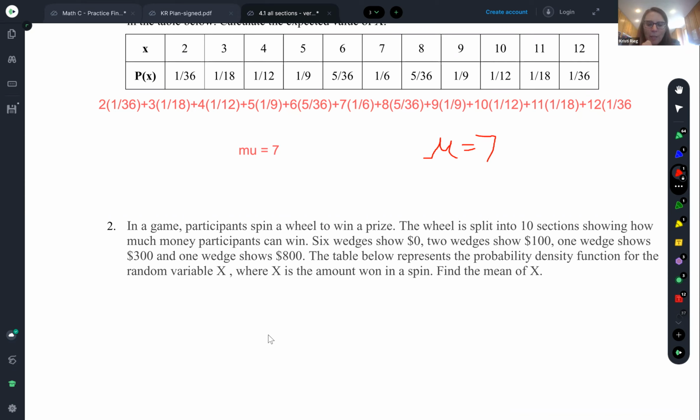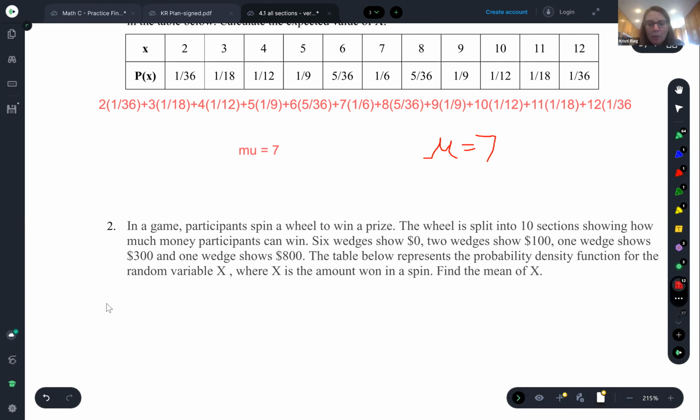But anyway, 6 of the wedges show $0, 2 show $100, 1 shows $300, and 1 shows $800. So we want to find the mean of X. We want to find the expected value or mean of this problem. So what we need to do is write out all the things with the probability.